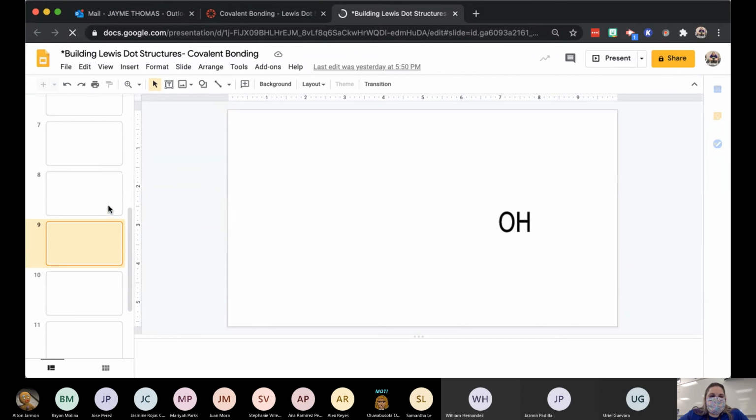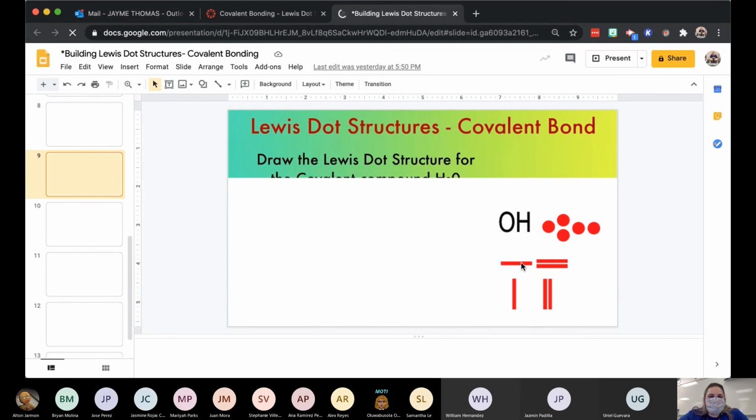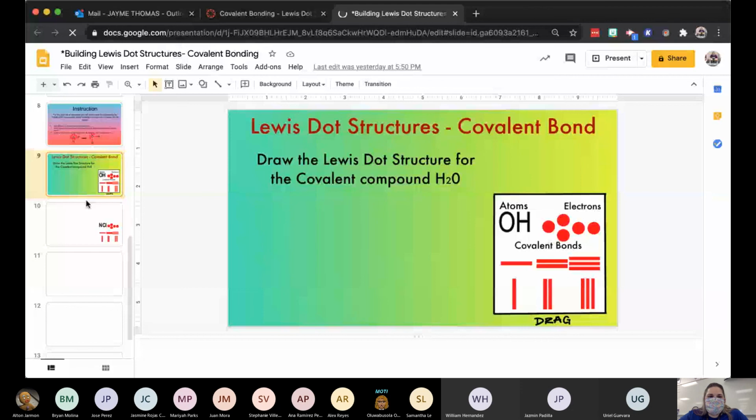It'll give you whatever element symbols you need. It'll give you single electrons and pairs of electrons. And it will give you the single, double, and triple bond lines facing different directions, because depending on how the structure is drawn, you might need some that are going up and down, or some that are going left and right.